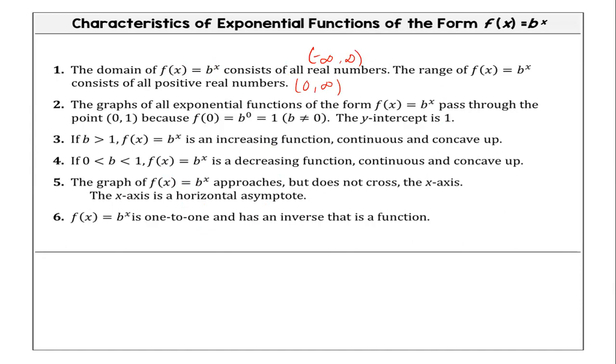Your parent function, b to the x, means no transformation. The intercept is always (0, 1), because anything to the 0 power is 1. Makes sense? So the parent function has a y-intercept of 1. Now, if b is greater than 1, if our base is greater than 1, that is increasing, and it's concaved up. If b is between 0 and 1, that is decreasing, but it is still concaved up.